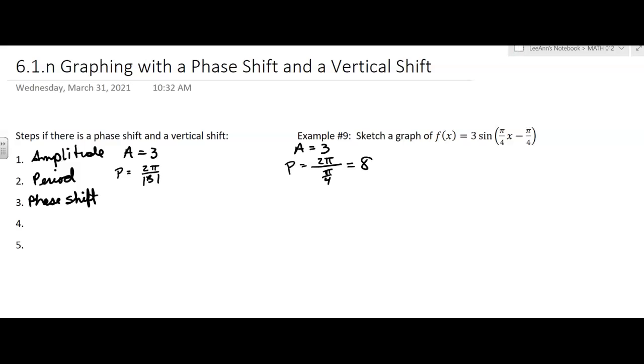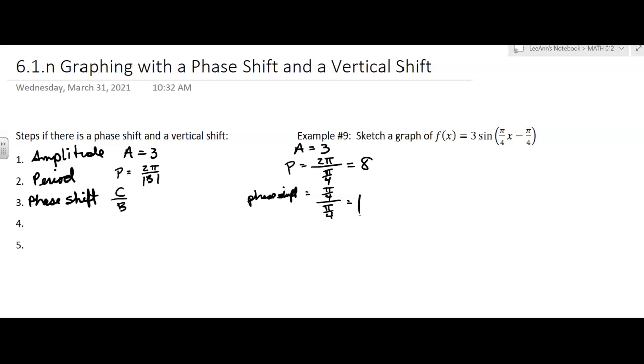Okay. And then we have to talk about the phase shift. Now remember, the phase shift is C over B. So in our case, the phase shift is going to be pi over 4 over pi over 4, which is going to be 1. So that's just going to have a phase shift of 1. So that's kind of nice.